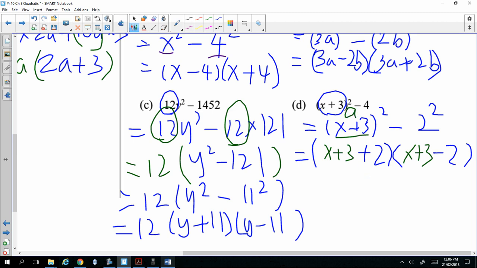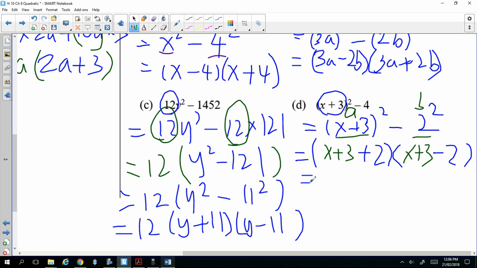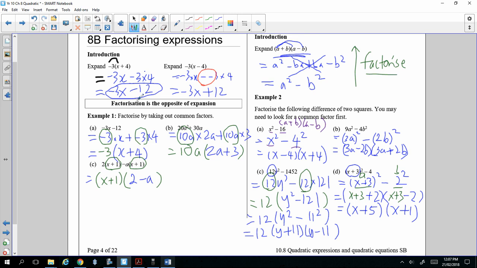Right? And then you have to do one more step of collecting like terms. So 3 plus 2 is 5, and 3 minus 2 is 1. Any question? So that's factorizing difference of 2 squares. And we've got one more page to do. I think there's some harder ones. Next page. Okay, so we'll do some harder examples.